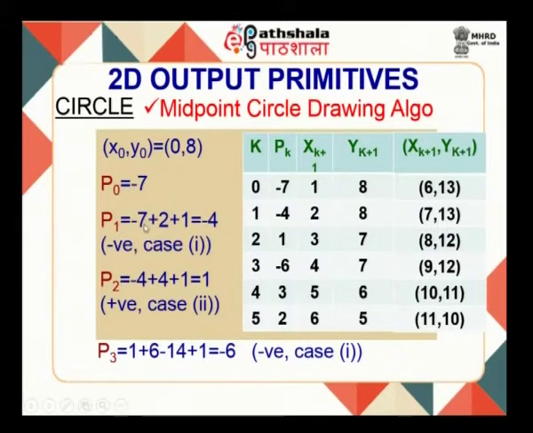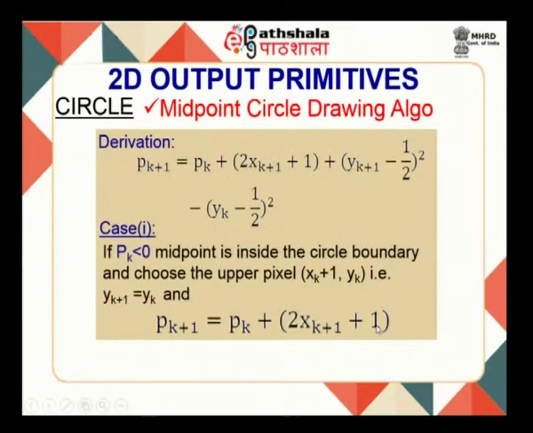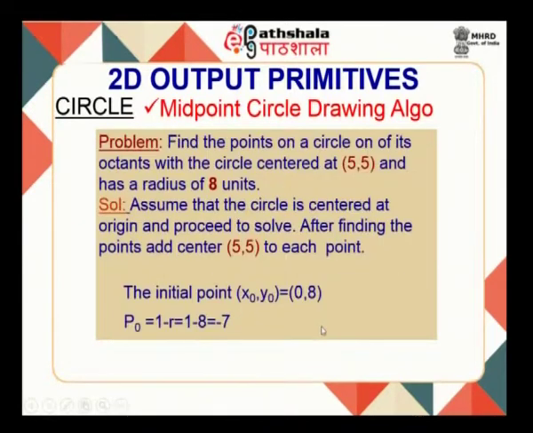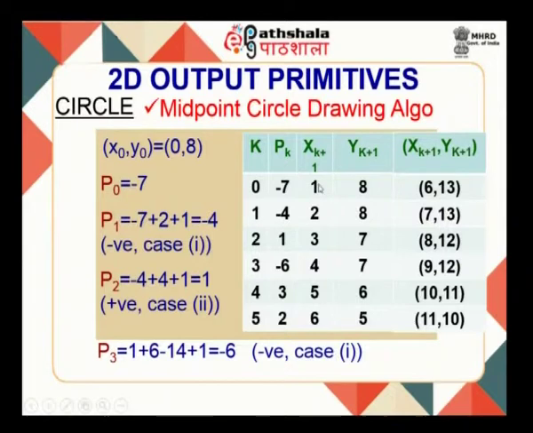For the P1 case, you use the equation for the next decision parameter, which is p k plus 1 is equal to p k plus 2 x k plus 1 plus 1, where x k plus 1 is the next x value, which is 1. So, 2 into 1 plus 1, minus 7 plus 2 plus 1, which is minus 4. So, x gets incremented by 1, while y, because p k is negative, is same as previous.